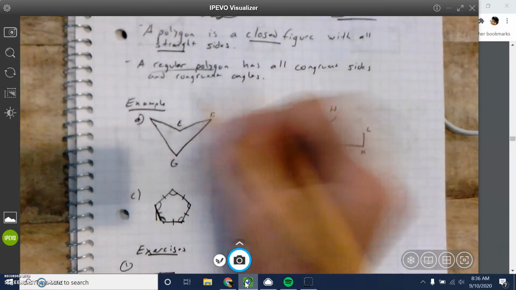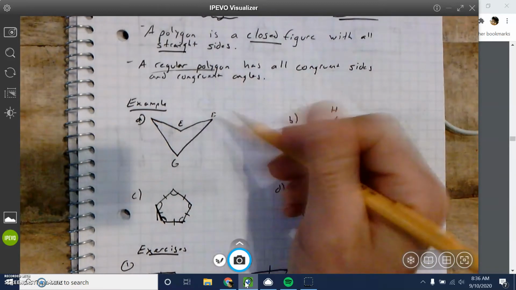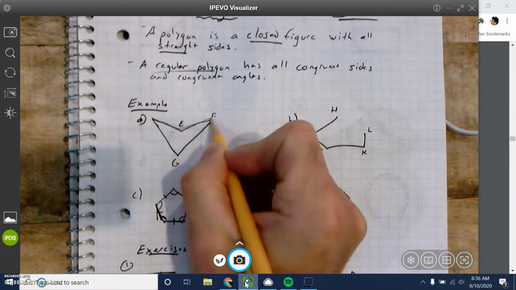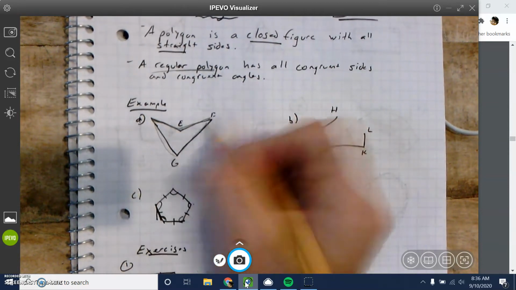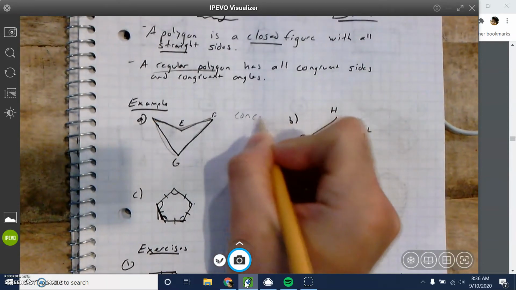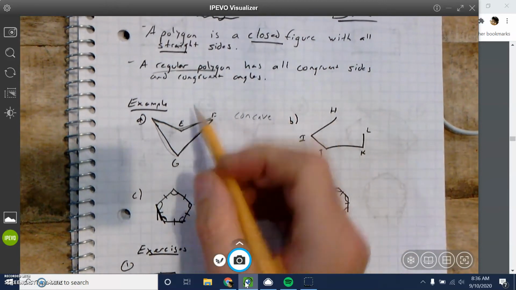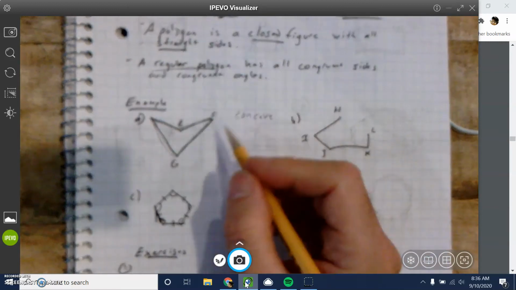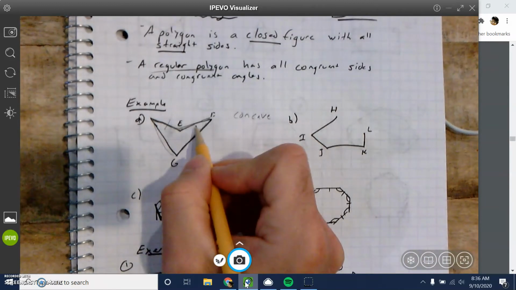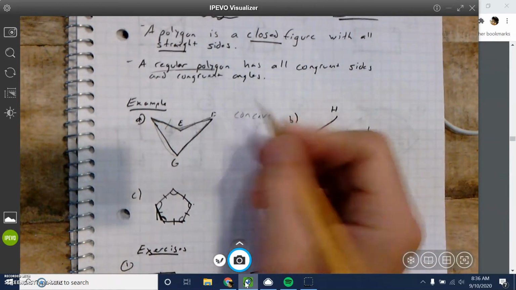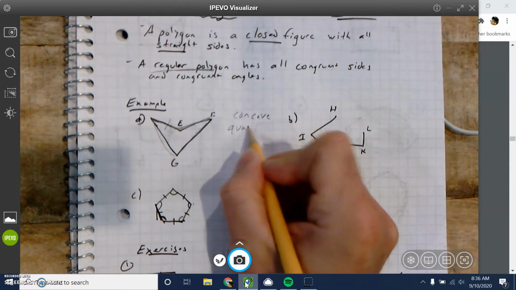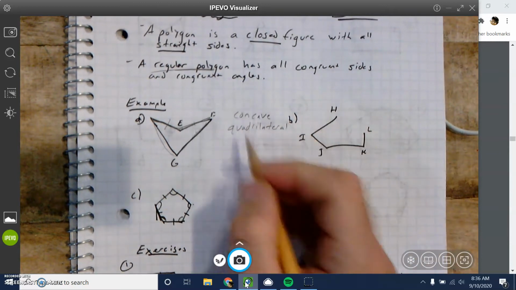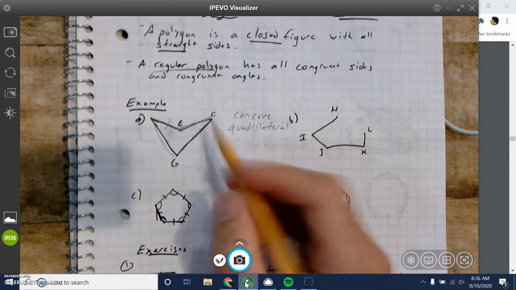We also have to say whether it's convex or concave. That one's pretty easy. Concave means it has a little cave in it like this. See, it's caved in a little bit. So this one is concave. So write that next to your picture. Now, what kind of polygon? That generally asks you. So it's 1, 2, 3, 4 sides. So that's a quadrilateral. A four-sided shape is a quadrilateral.